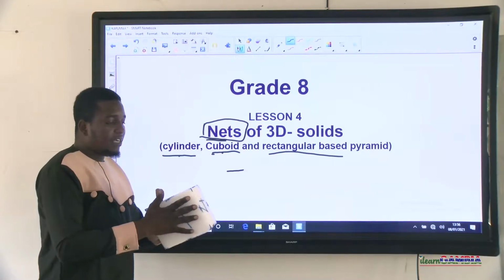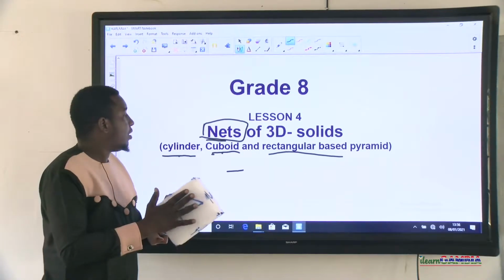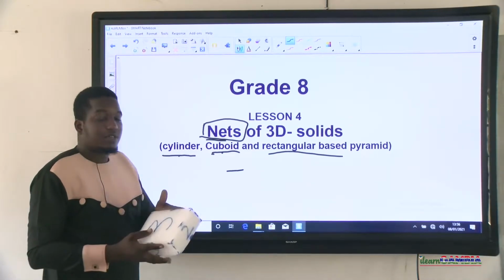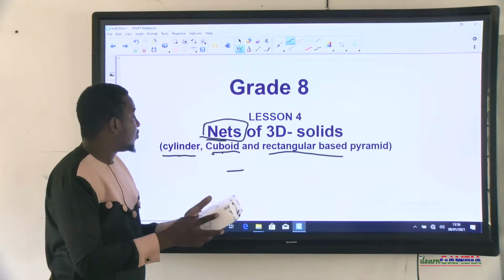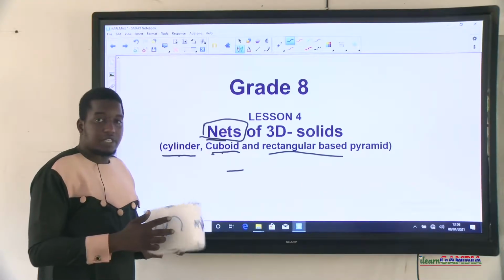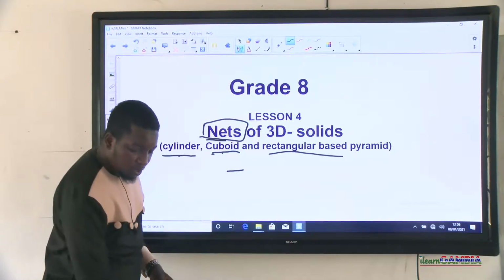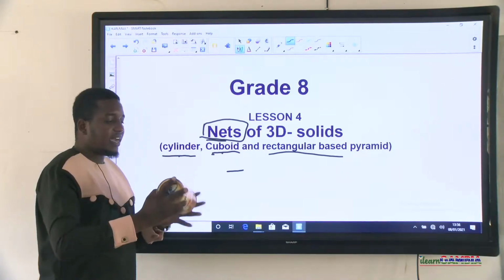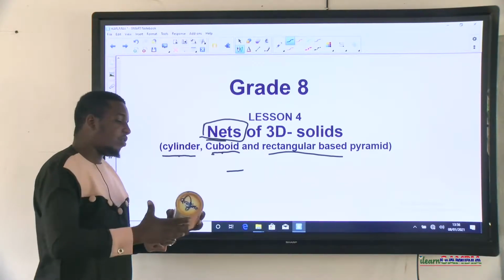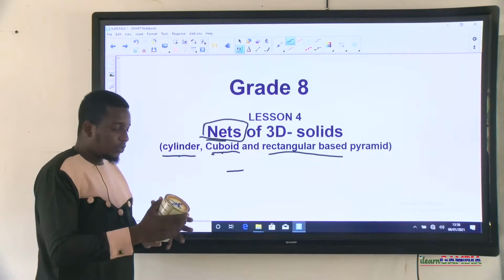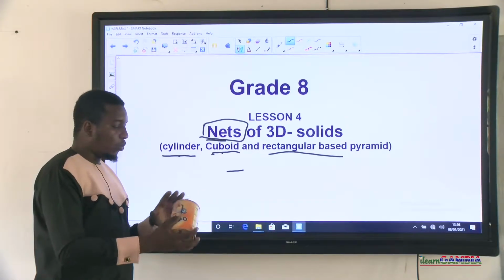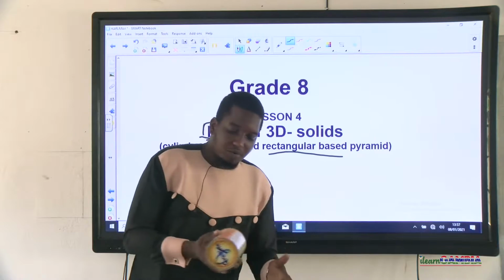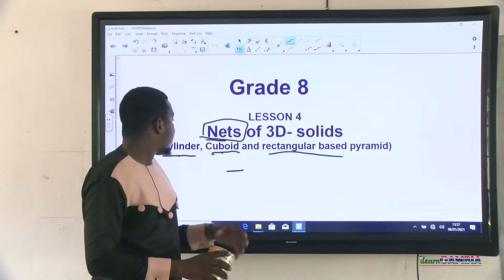So what brings about the net of this cuboid? What plane shapes, that is two-dimensional shapes, can you put together in order to form a cuboid, which is a three-dimensional shape? Also, if you look at the case of a cylinder, this is an example of a cylinder. We said cylinders have two faces and one curved surface. So what two-dimensional shapes do we bring together in order to form a cylinder?